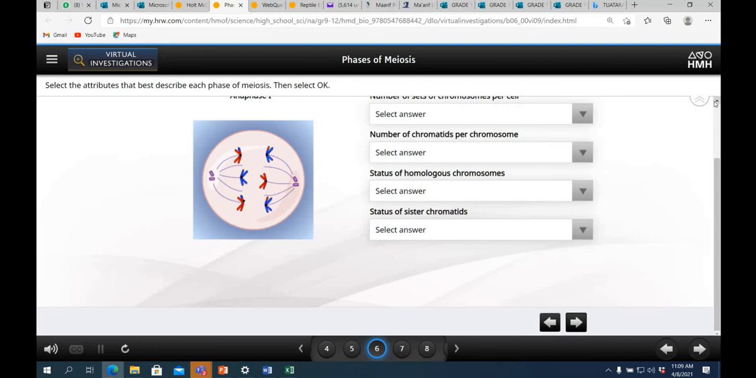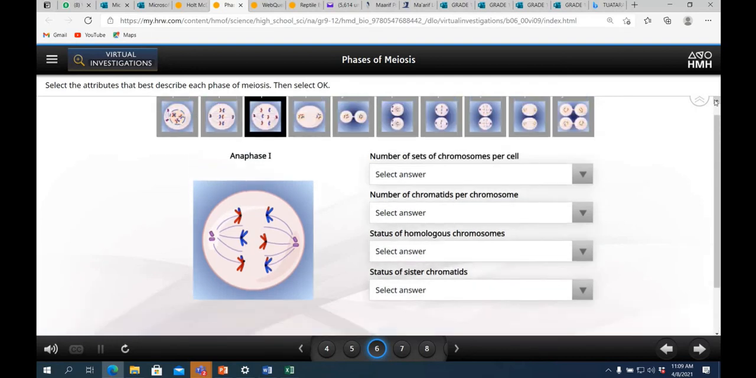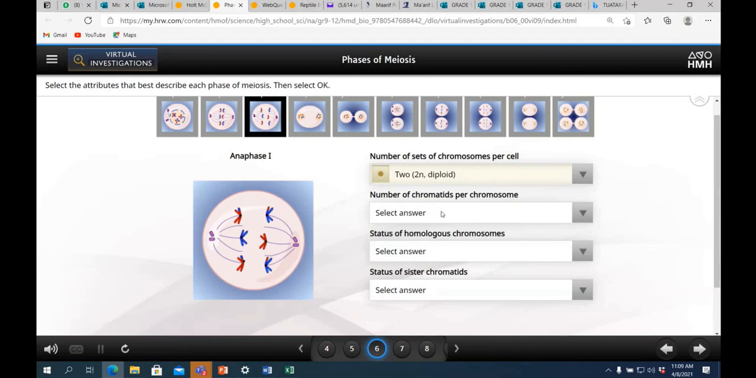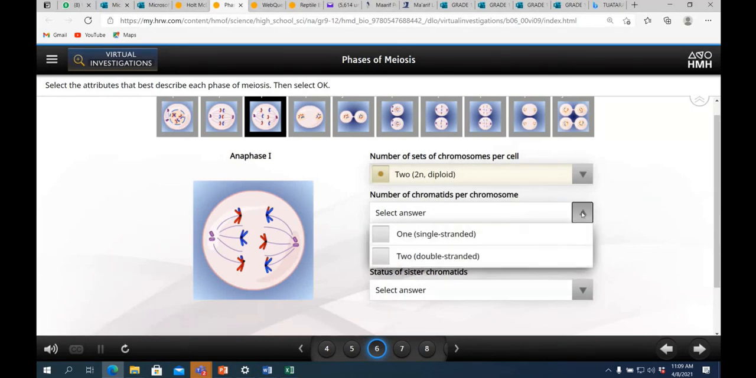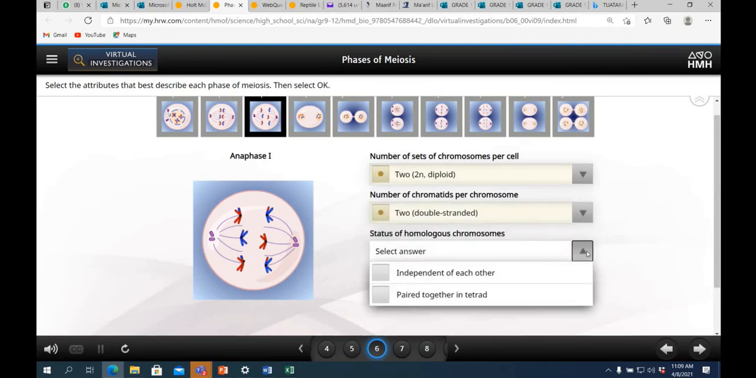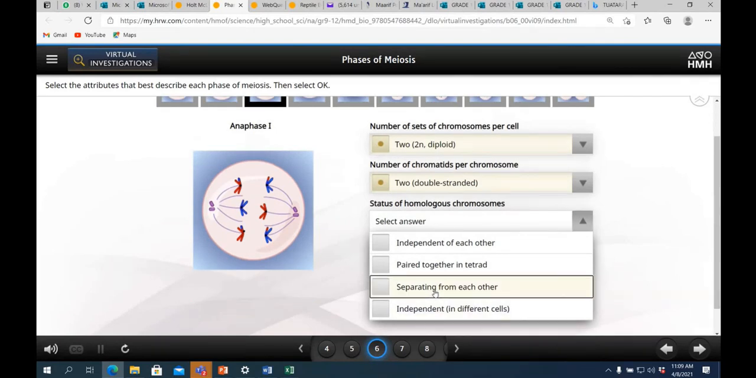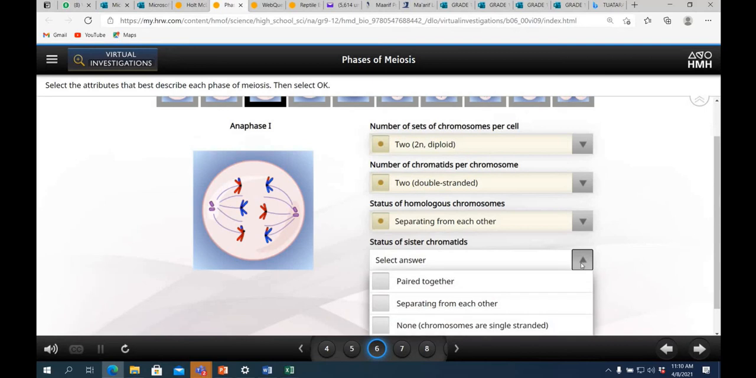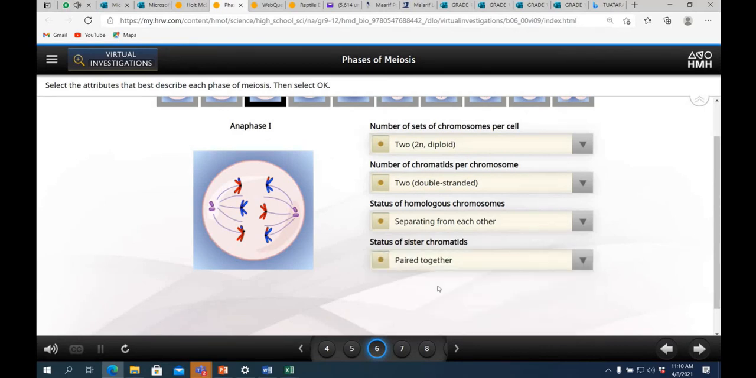1 minute to go. Okay, shall we quickly do this? Anaphase 1. Number of sets of chromosomes per cell. How many do we have now? 2. Number of chromatids per chromosome: 2. Status of homologous chromosomes: separating from each other. Status of sister chromatids: they're still paired together.